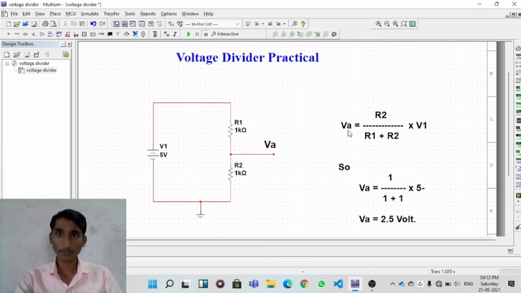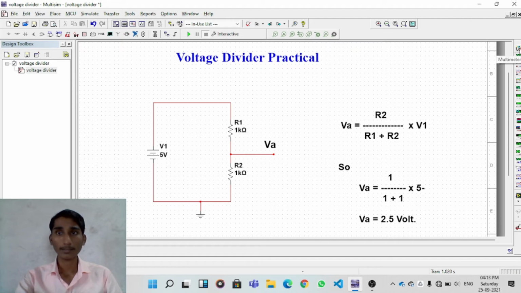We have the formula for VA, that is R2 divided by R1 plus R2, multiplied by the supply voltage V1. You can see we have two resistors of similar values, so 1 divided by 1 plus 1 will be 1 by 2, into 5. So VA will be 2.5 volts. This is the theoretical result. We will see whether we get the same result in the simulation.